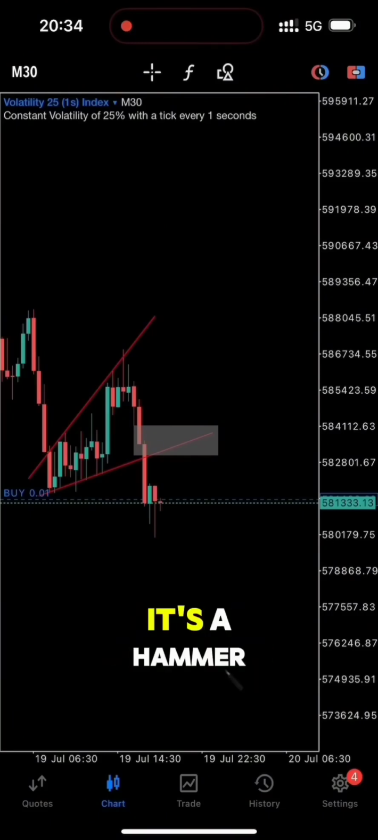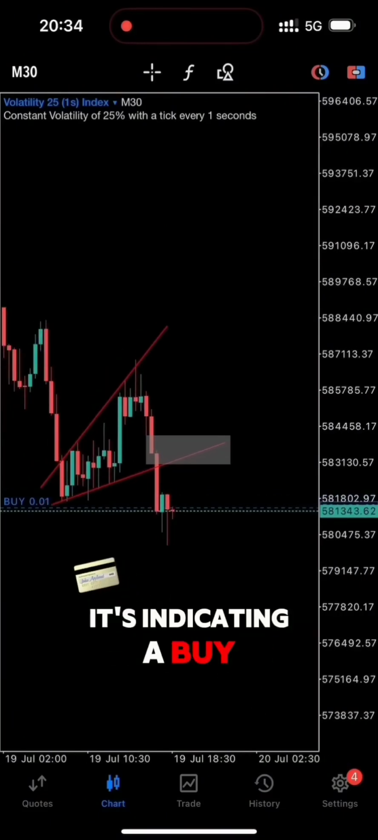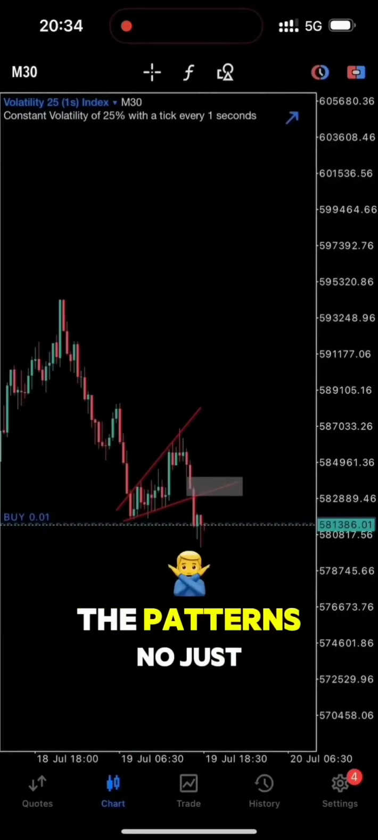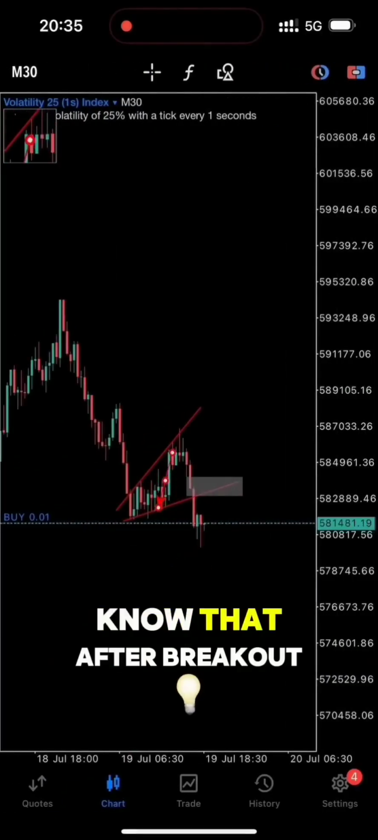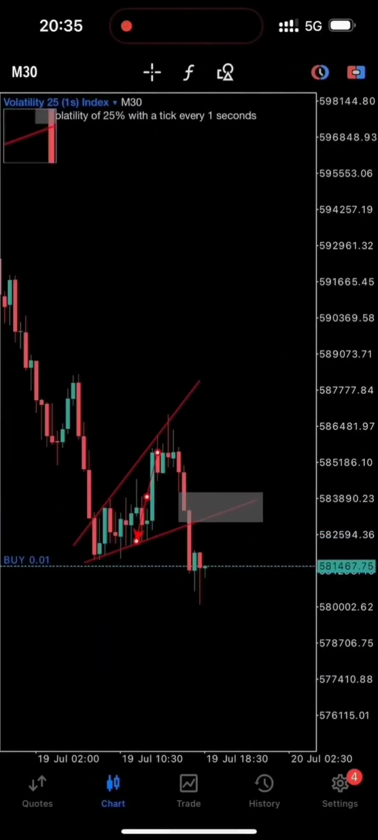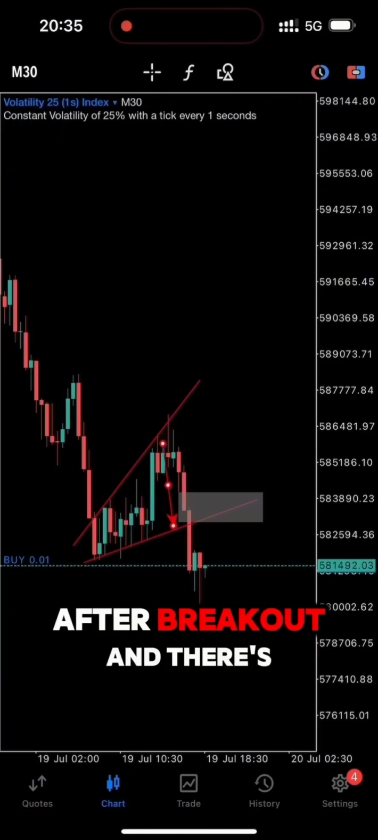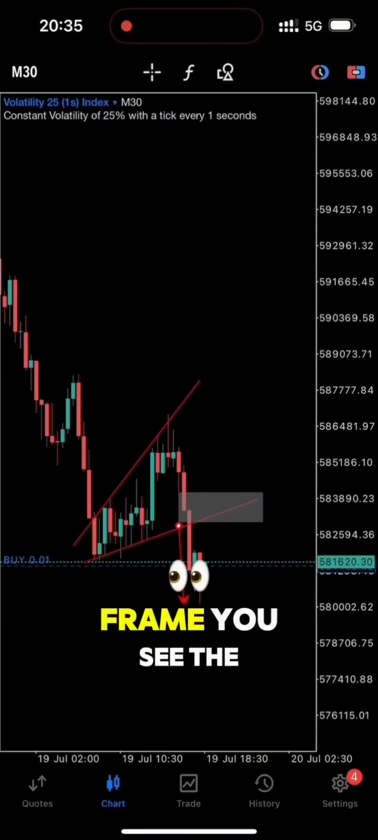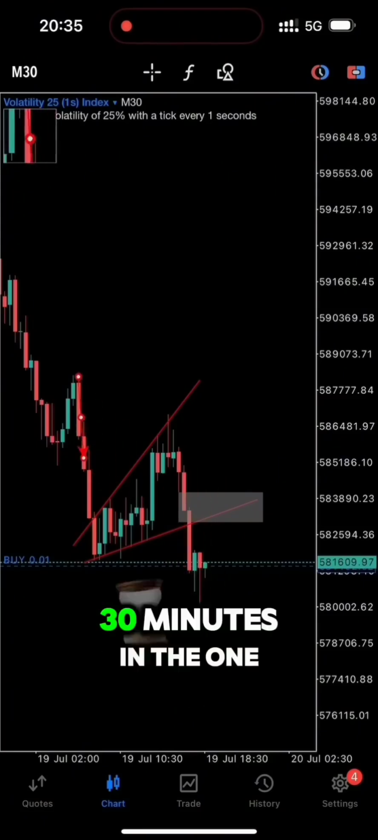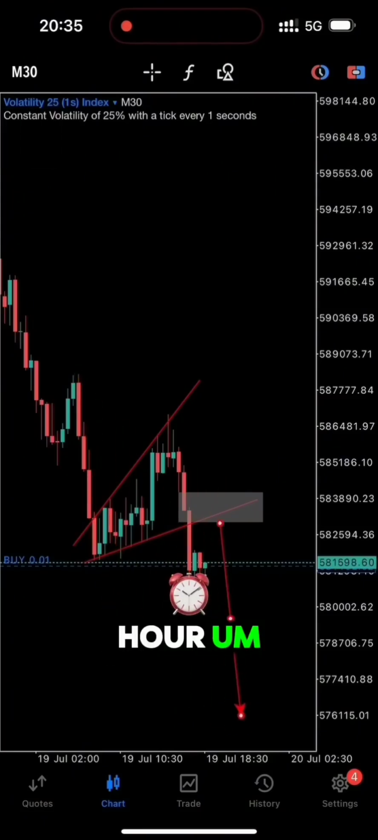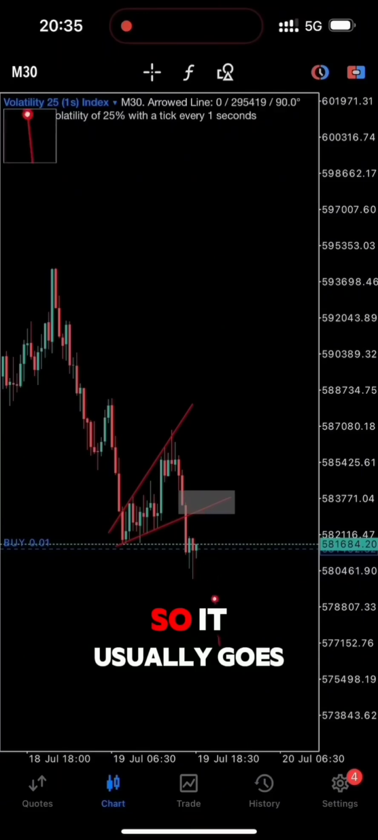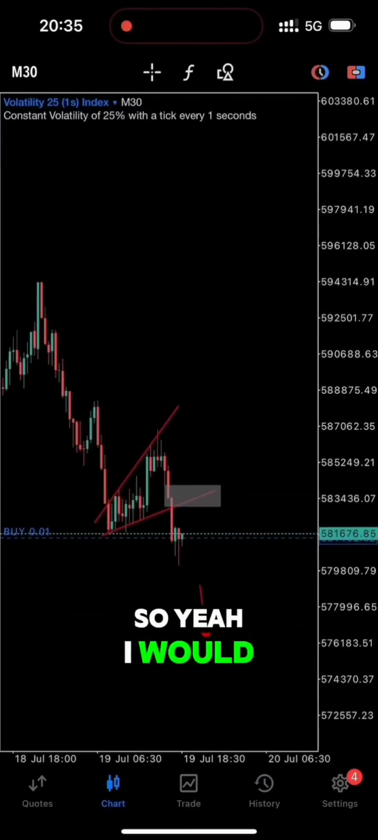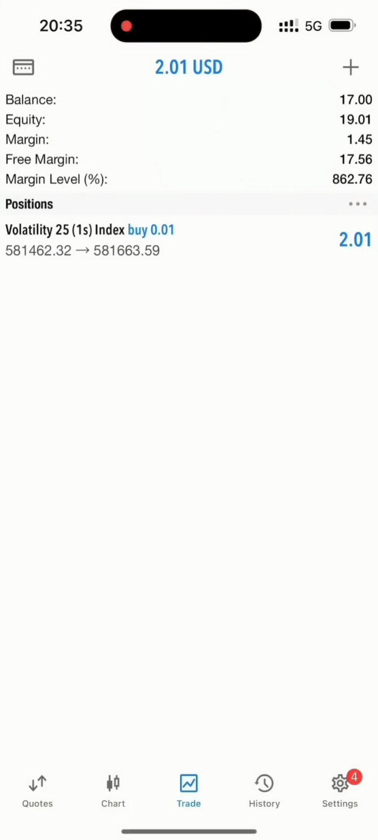Look at that wick there. It's a hammer. It's indicating a buy. But don't focus on the candlestick patterns. Just know that after a breakout and there's a pullback like this, just check the time frame. You see it's the 30 minutes and the 1 hour. They are full of snakes, so it usually goes the opposite side of what you're thinking. So yeah, I would bear that in mind as well.